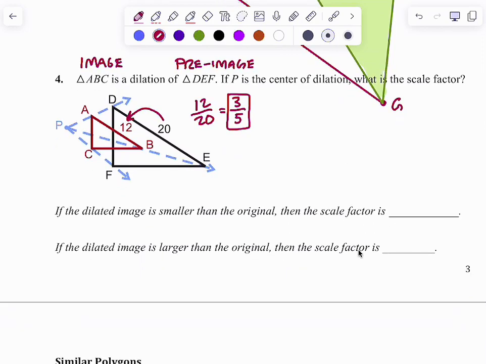If the dilated image is smaller than the original, then the scale factor is less than 1. If you don't know the difference between a less than sign and a greater than sign, you can write it in words. You write is less than 1. If it's larger, then it's greater than 1. We don't do any negative scale factors, so we're not going to do scale factors of 1. That would keep it the same. Scale factors of 0 wouldn't do anything except make it into a dot. And then negatives we don't use.